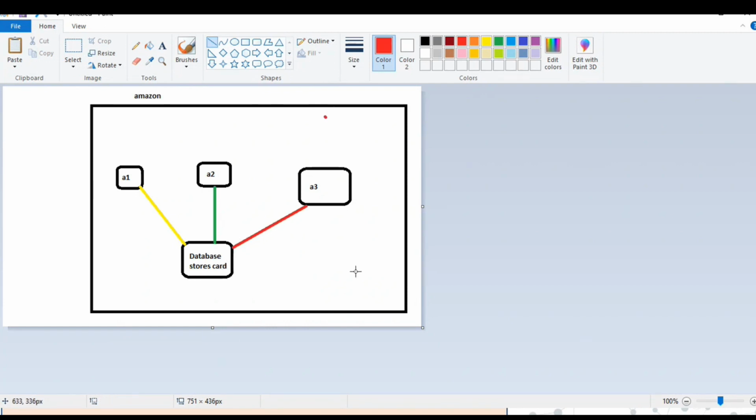Now, when you went to Amazon as an auditor or as a consultant, they said, we have three applications, A1, A2, and A3. A1 and A2, in yellow and green, are our main applications through which customers can buy anything. So it means there is a card number. Both are connected to one database which stores the card number, and we also have another application, A3, but there is no card number at all. And by business, I don't need that card number.